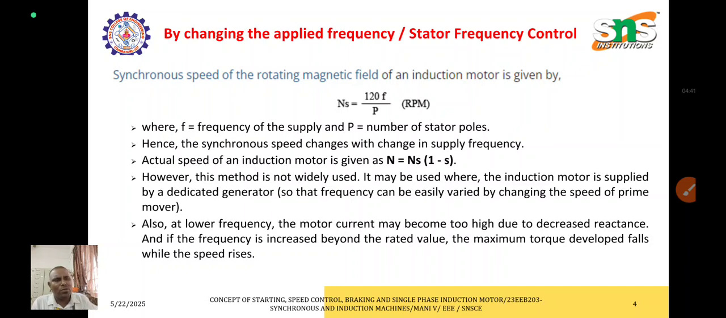So if the frequency changes, you can see Ns is equal to 120 F by P, so Ns is proportional to F. If the frequency increases, the synchronous speed will increase. If the frequency decreases, the synchronous speed will decrease. And if the synchronous speed decreases, automatically the actual speed will become variable, because the actual speed depends on Ns of 1 minus S. So if the synchronous speed is changeable, automatically the actual speed is also changeable.